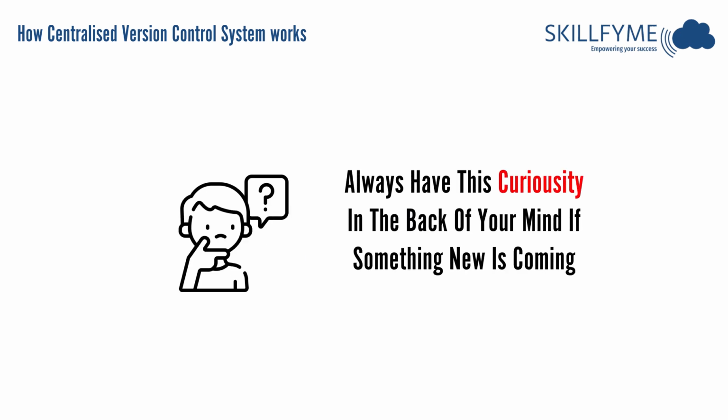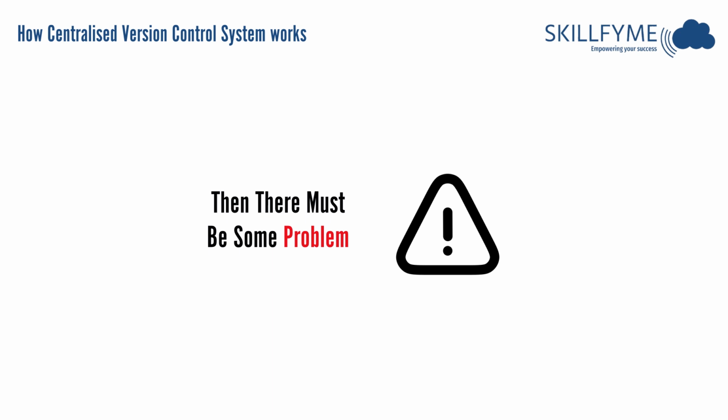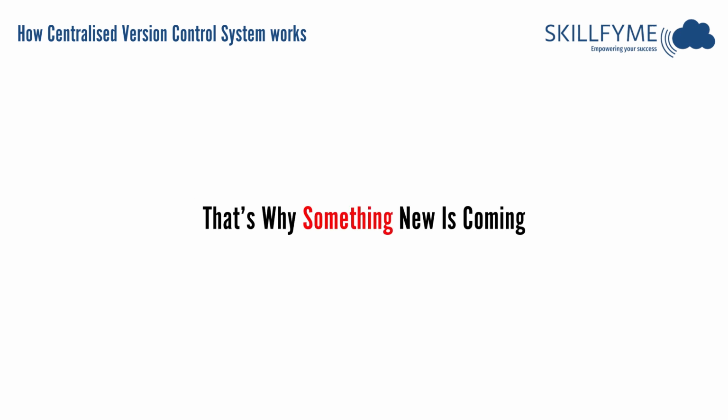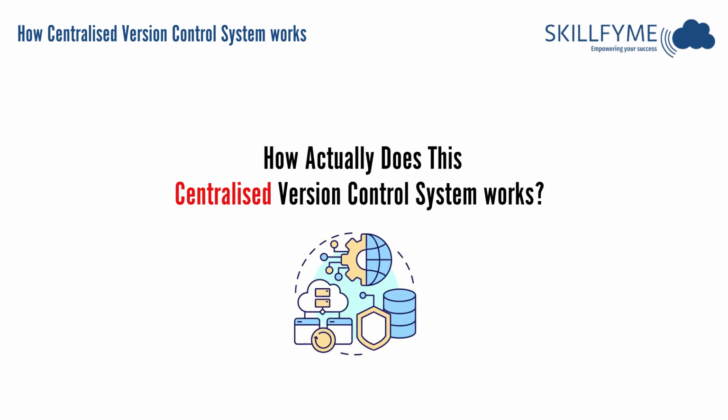Always have this curiosity in the back of your mind that if something new is coming, then there must be some problem or some improvement area in the current offerings or the current situation, correct? That's why something new is coming. So how does a centralized version control system work?